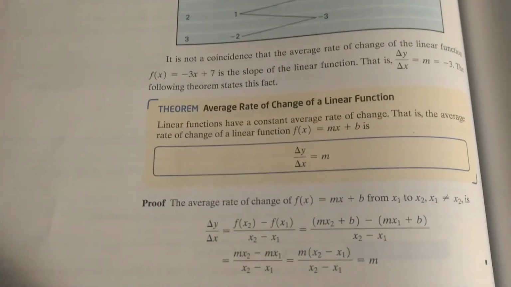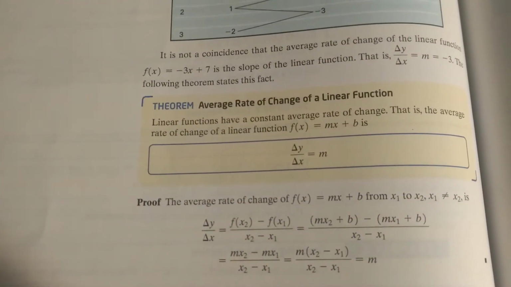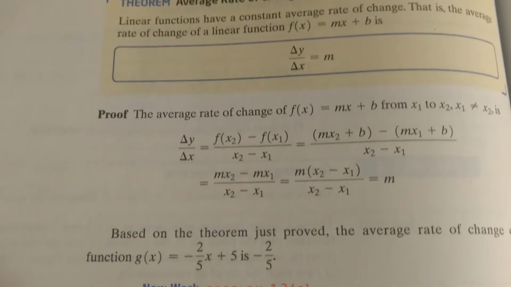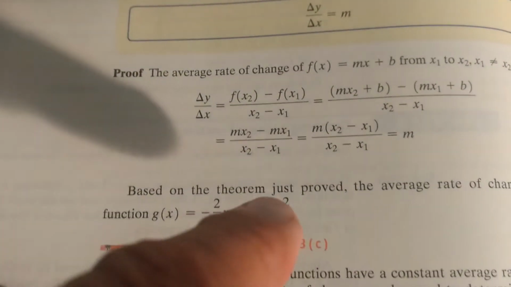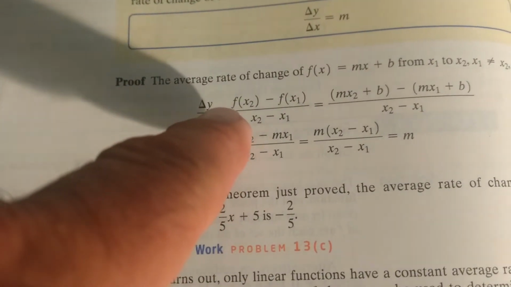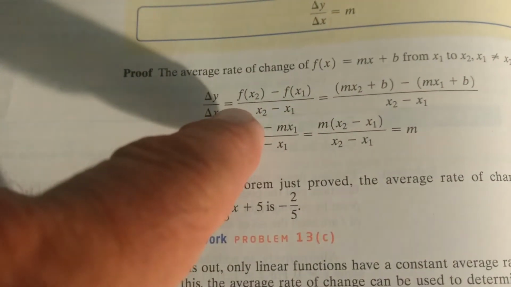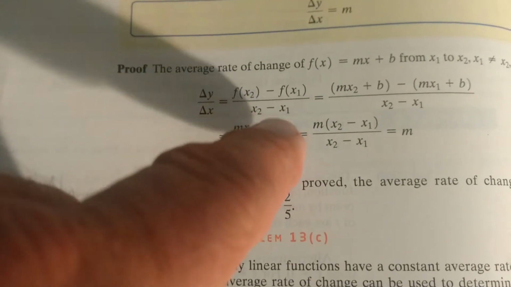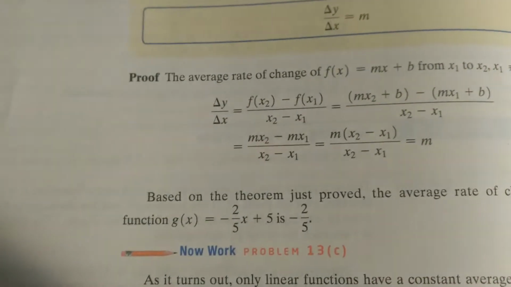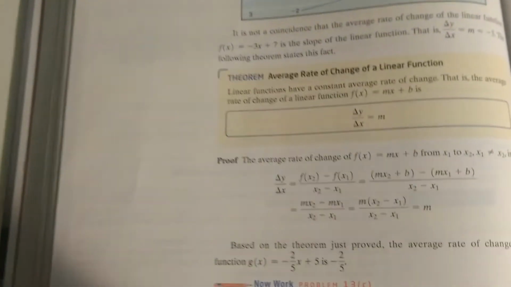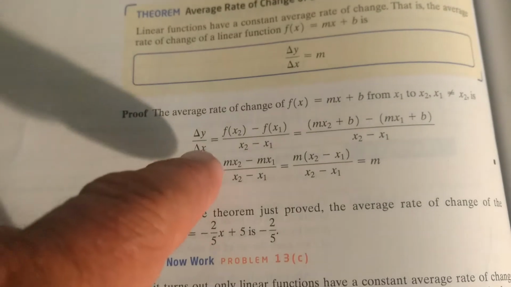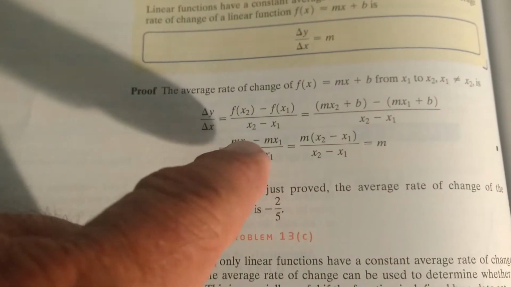Got to remember the formula for slope. It's the change in y over the change in x gives you m. The one thing you got to realize is that they're going to do it in function form. So they're going to have f of x2, which is really y2, minus f of x1, which is really y1, over x2 minus x1. So don't let the function form mess you up. This is still y2 minus y1 over x2 minus x1.